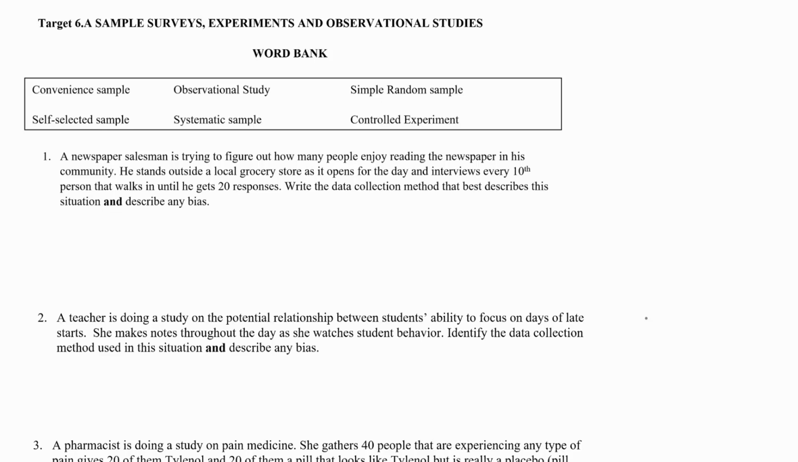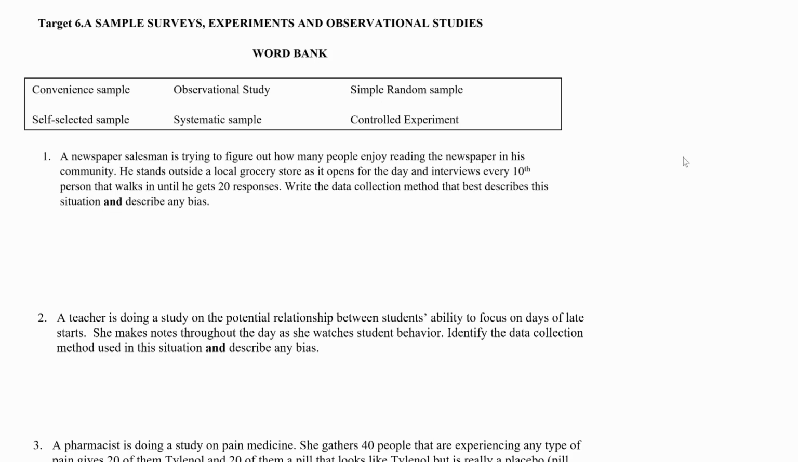Normally, we want to figure out information about a population, but the issue is that that population is so big that we can't possibly figure out what the true information is. For example, the first question gives us an example where a newspaper salesman wants to figure out how many people in the community enjoy reading a newspaper. And that would be really, really hard to do. So, to figure that out, he's going to come up with a sample, and then he's going to use that sample to generalize information that represents the entire population, which would be the community.